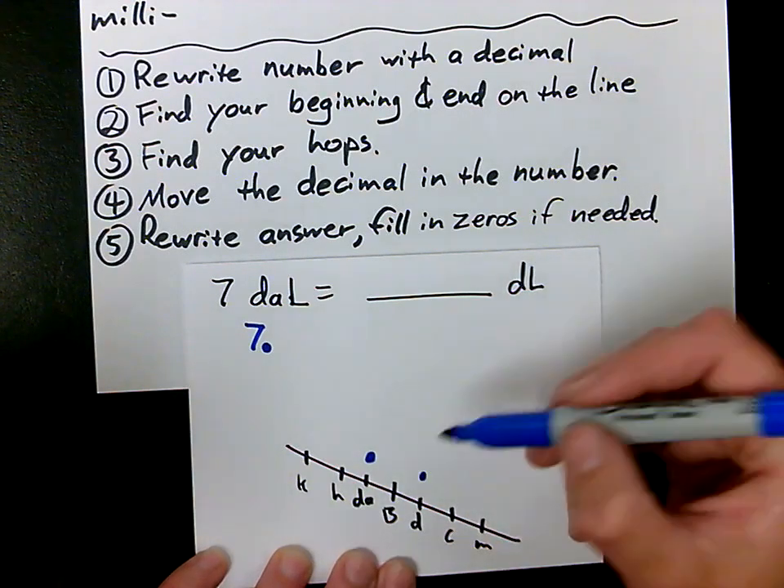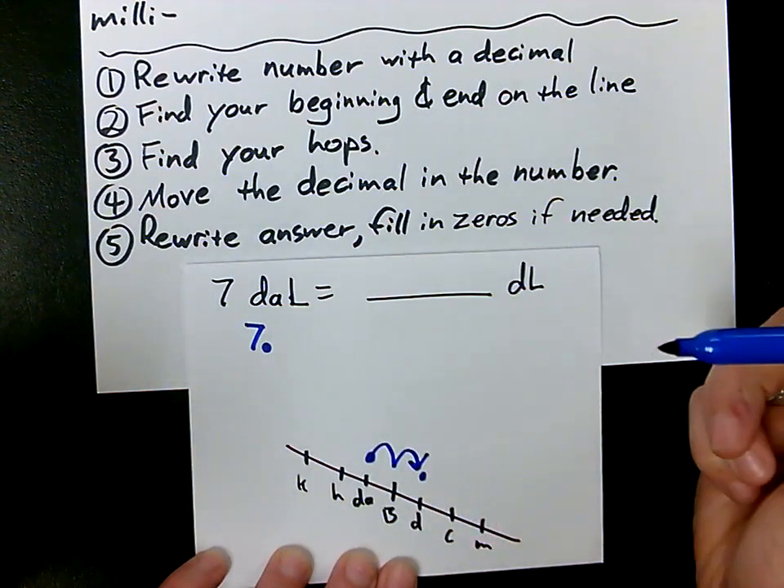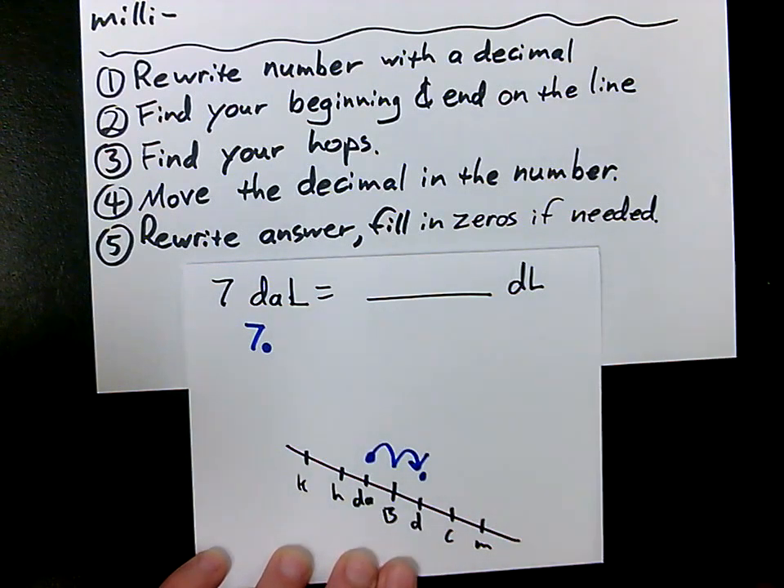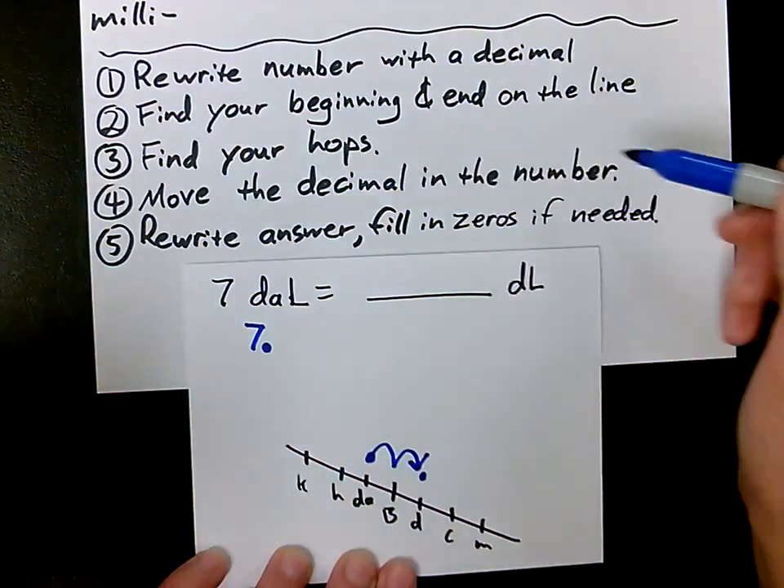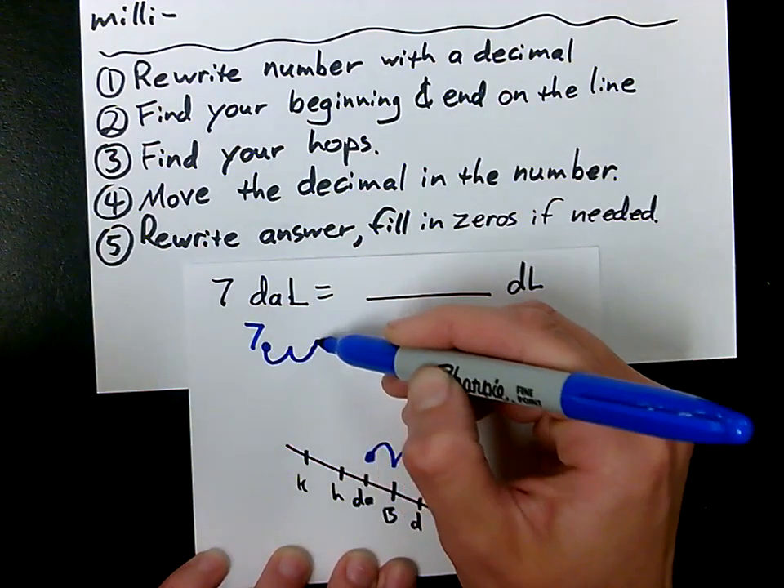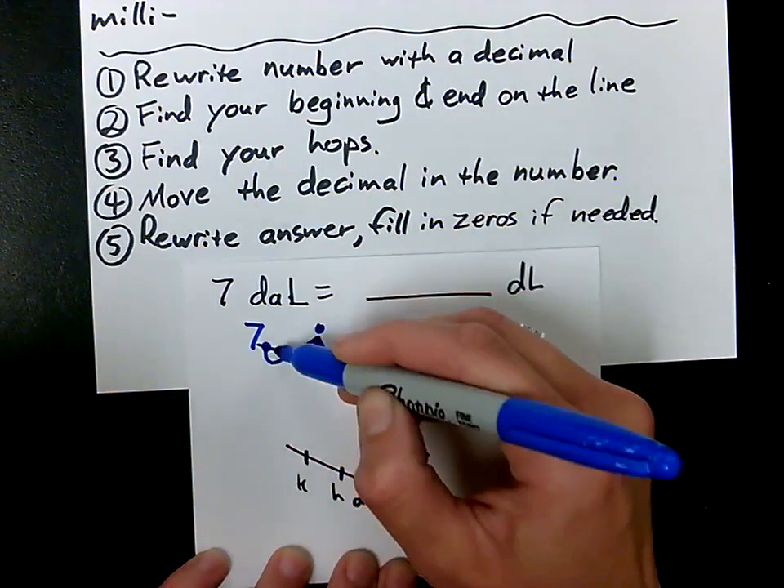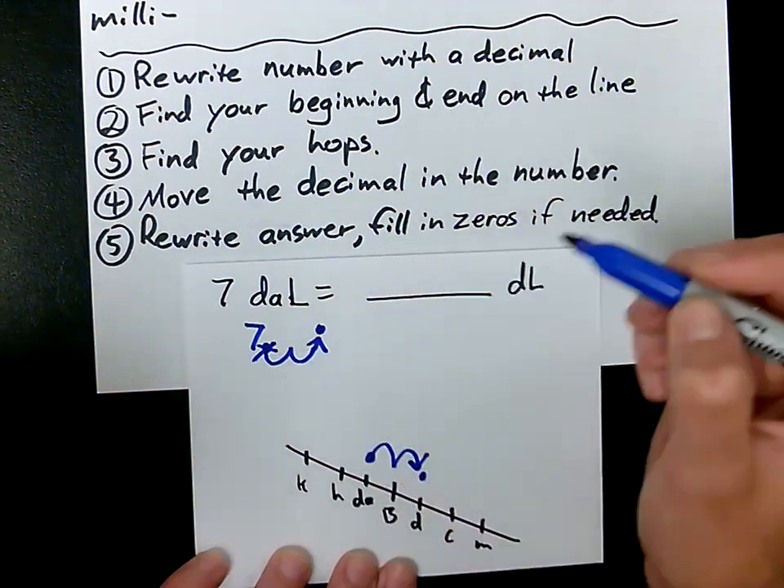All right, to get from deca to deci, that's 1, 2 hops. Again, we're moving towards the right. All right, so we're going to take this decimal. We just found our hops at step number 3. Step number 4, move the decimal in the number. 1, 2 hops. I'm going to put it there, take it out of there, and then we need to fill in these spaces with zeros.